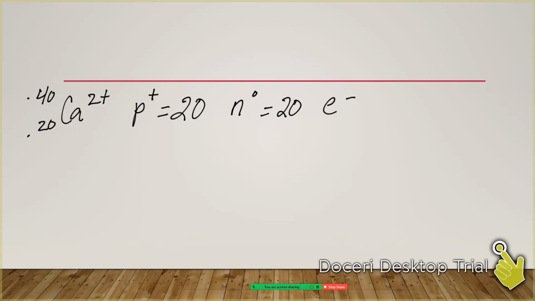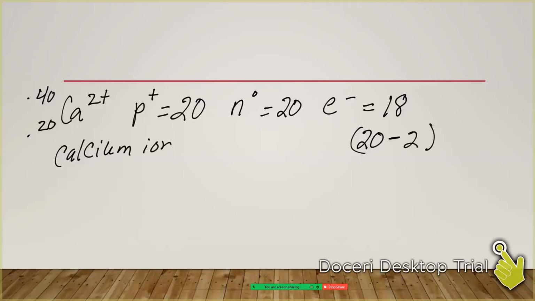What has changed, because it's an ion, is my number of electrons. So I no longer have 20 electrons. How many electrons do I have now if my charge is a +2? 18 electrons, that's right. I had 20, I lost 2, and that's where I got my 18, because electrons are negative. So if I lose something negative, it has to become positive. And I would name this calcium ion.